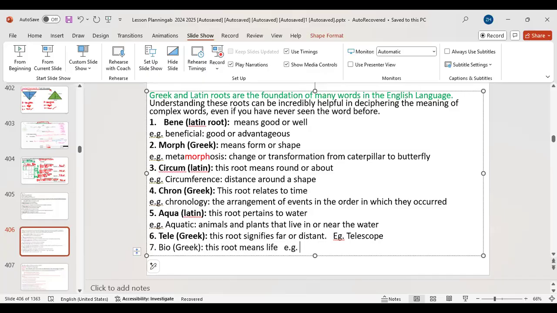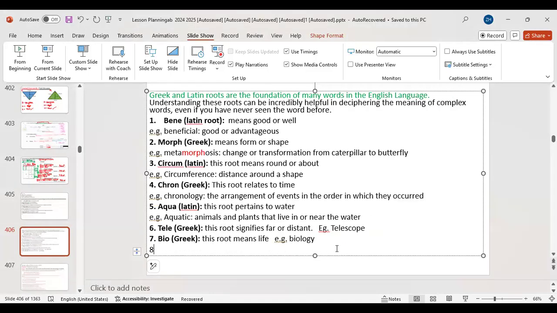All right. So biology. Biodegradable. Very good. Biome. Let me see what else. Biochemical. Biochemistry. Very good. So you know it deals with life. Something about life.